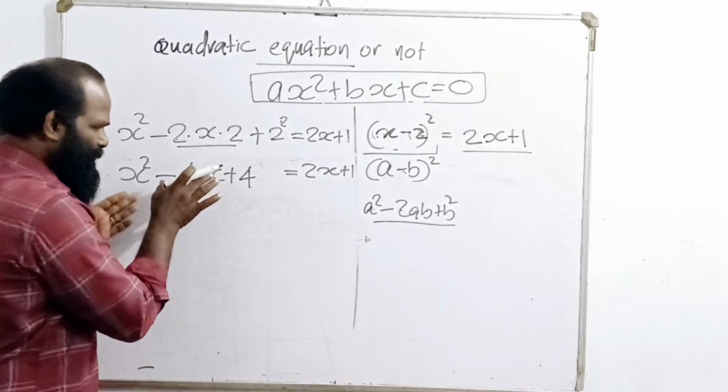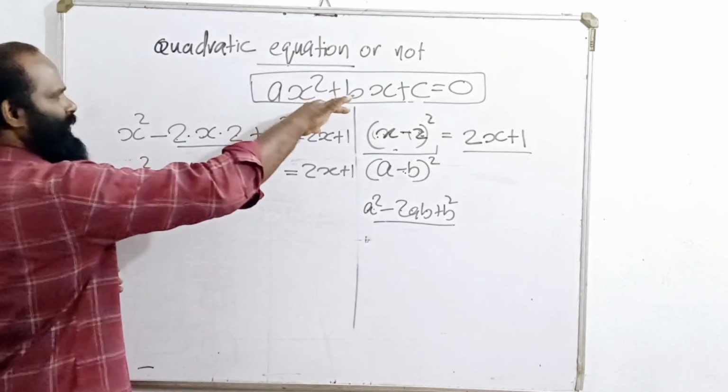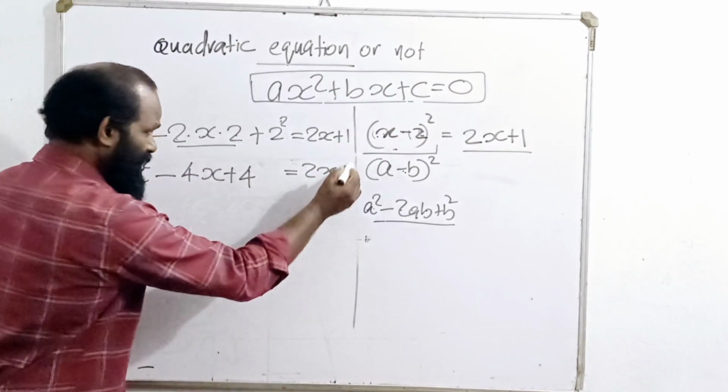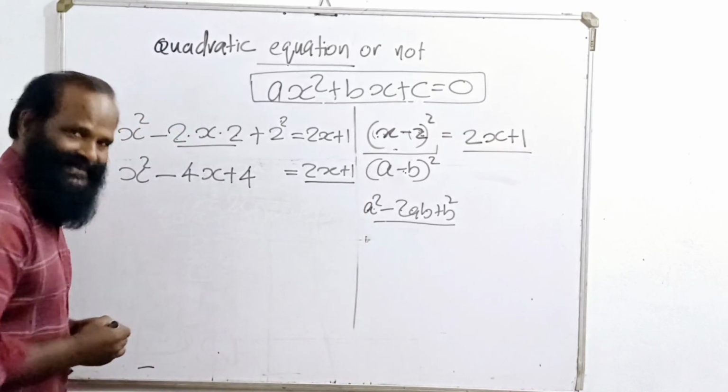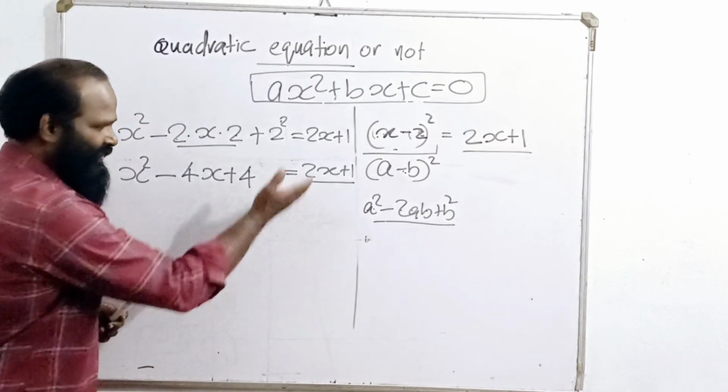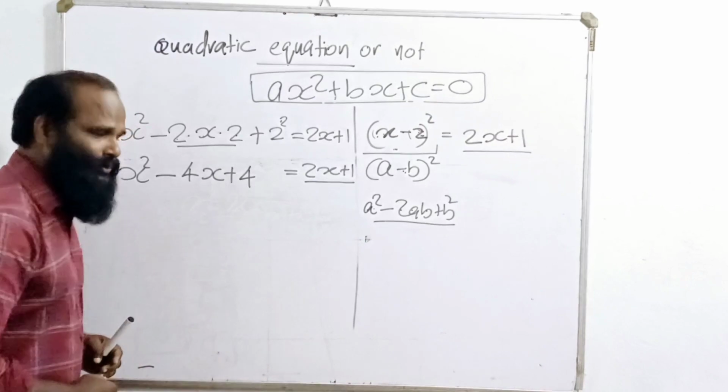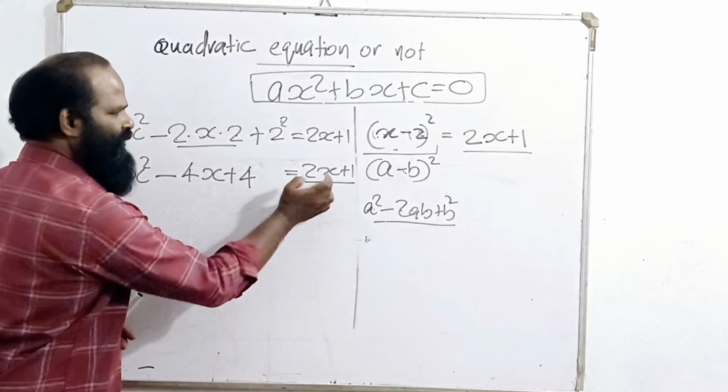To express this exactly in the form of x squared plus bx plus c is equal to 0, the right side should be made 0. But at present, the right side of this expression is not 0. You can say 2x plus 1. It should be made 0.